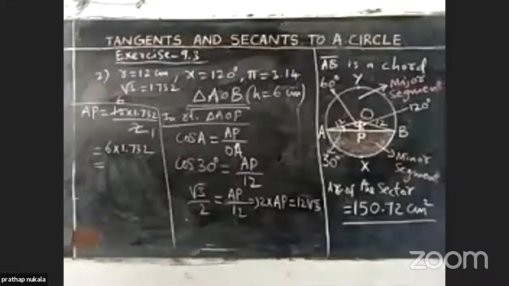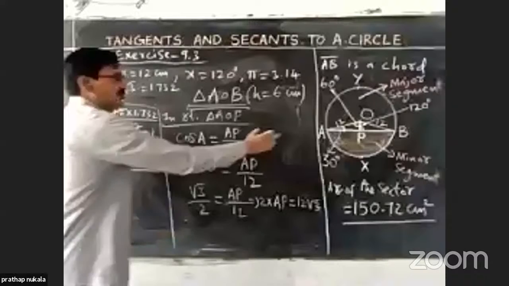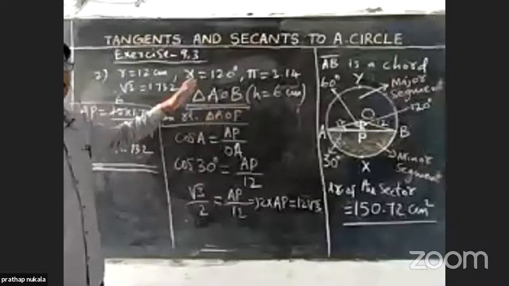Note down here, this is AP. I will complete this problem in the next class. Already we found the height, and AP becomes half of the chord. If we double the AP, then we will get AB, that means the base. In that way, we can find the area of the triangle.